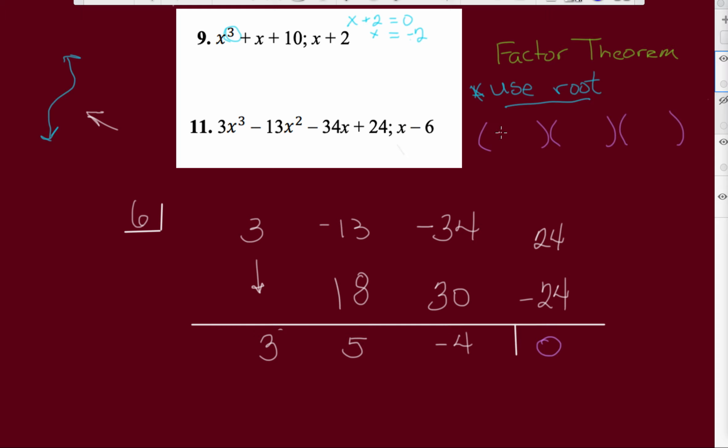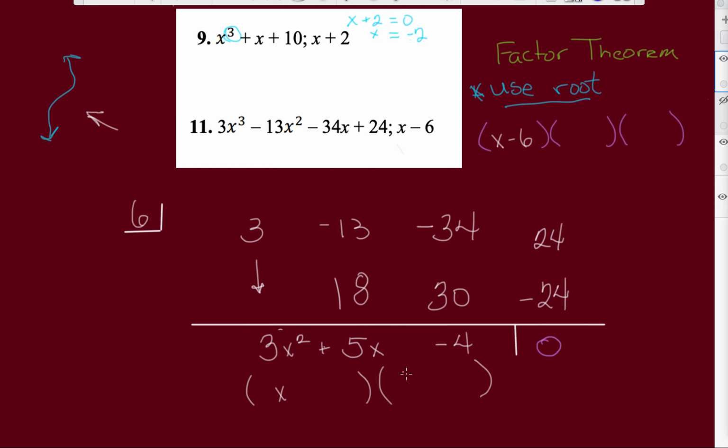We know that x minus 6 is one of our factors. Now I'm going to drop the degree down. So this is going to be 3x squared, positive 5x, and minus 4. So that's my new trinomial. I'm going to look for values that are going to make this factorable, and I'm assuming that we could factor this.